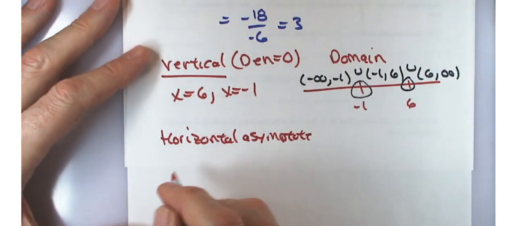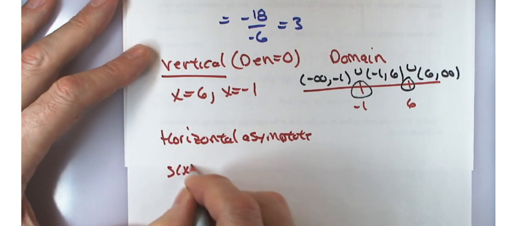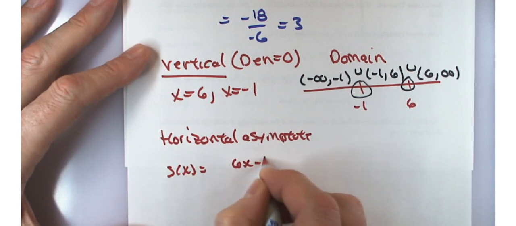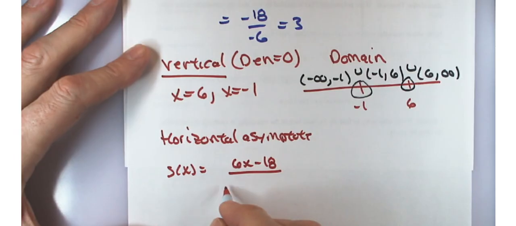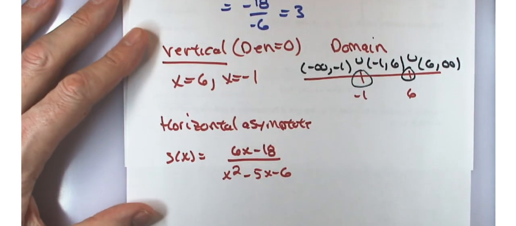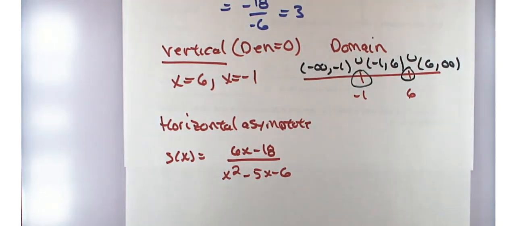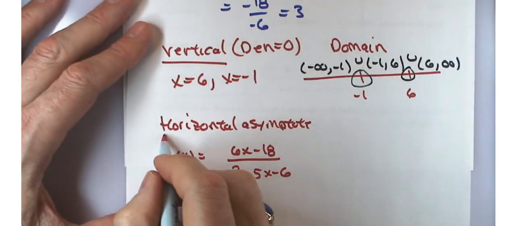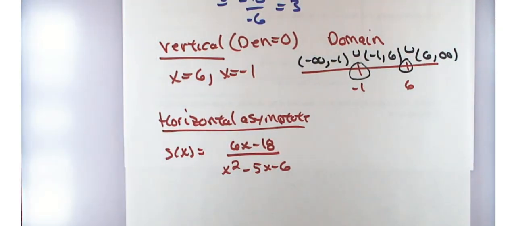So we've got s of x equals 6x minus 18. Let me multiply out the denominator. Not that you have to, but you're going to get an x squared minus 5x minus 6 if you FOIL it all out. But what's that telling me in terms of the horizontal asymptote? Where is this graph going to go when you start looking at larger and larger values of x?